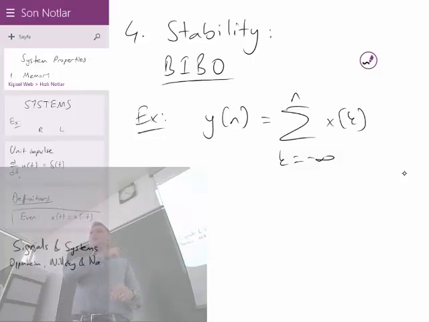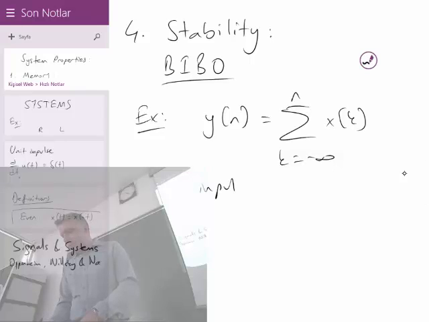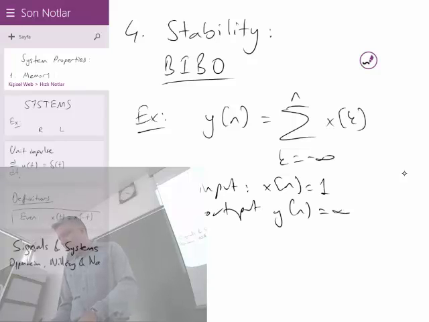If you accumulate all ones from minus infinity up to a certain point, what will you get? Infinity, the summation of 1 plus 1 plus 1 plus 1. So the output grows indefinitely. Input x of n is equal to 1, output y of n is equal to infinity. So it is unstable, you have to say, for this system.